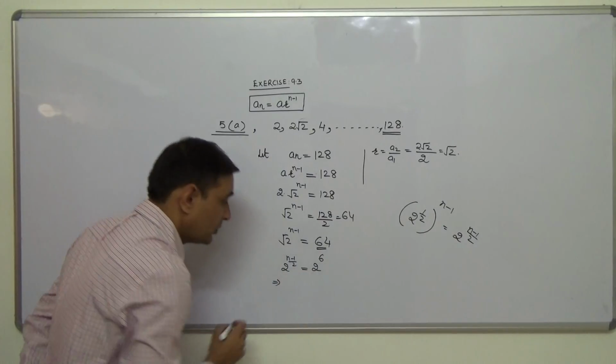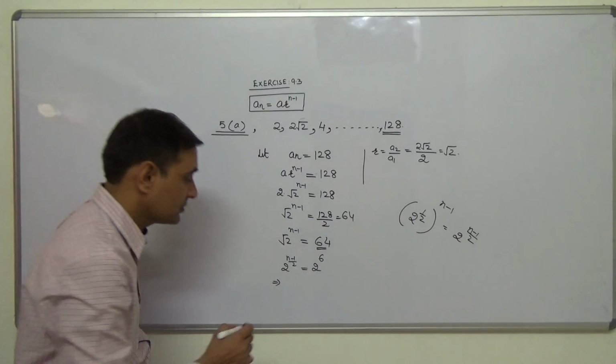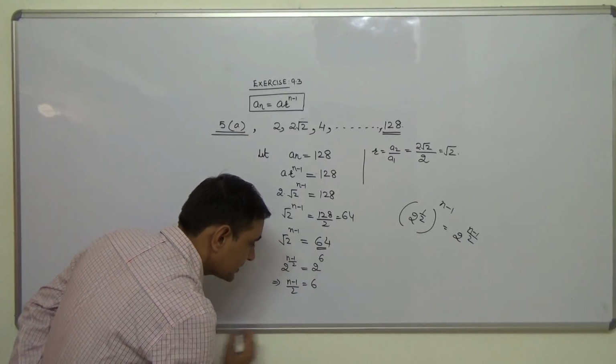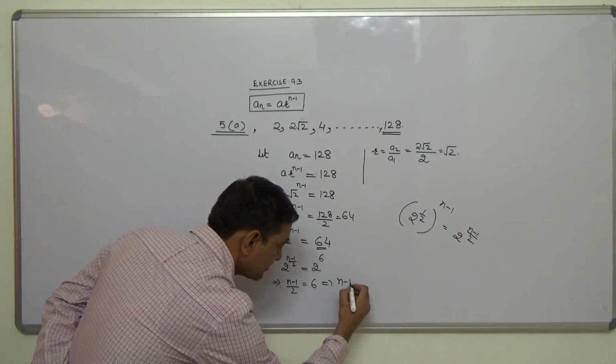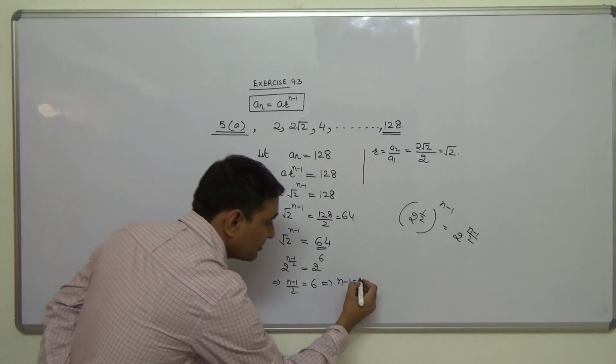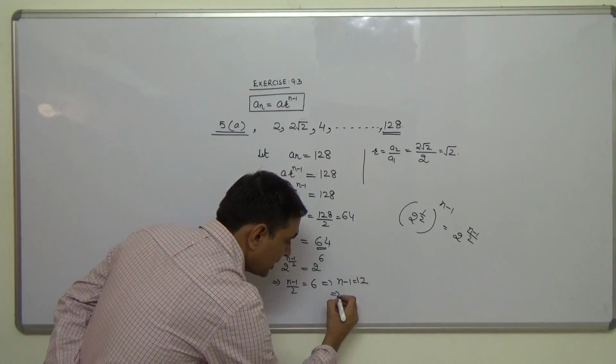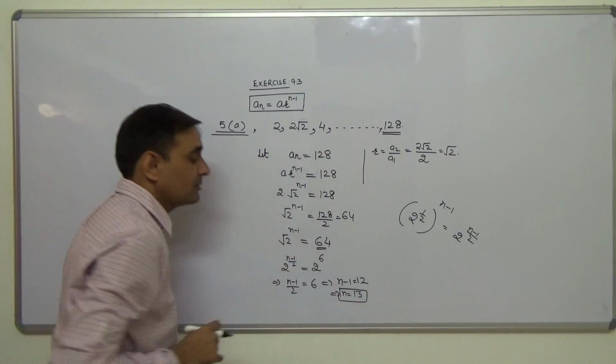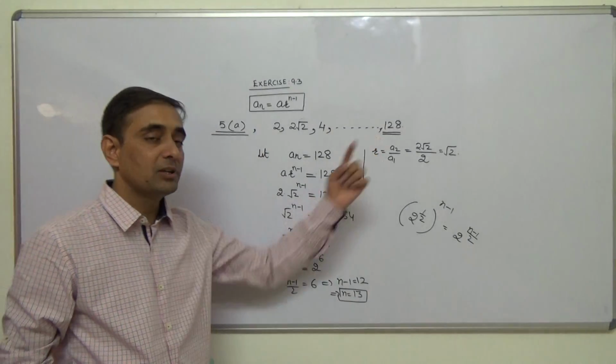So both bases on both sides are the same, so we can compare powers. n minus 1 upon 2 is equal to 6. This implies n minus 1 is equal to 2 multiplied on the right side, 12, which implies n is equal to 13. So we can say the 13th term of this sequence will be 128.